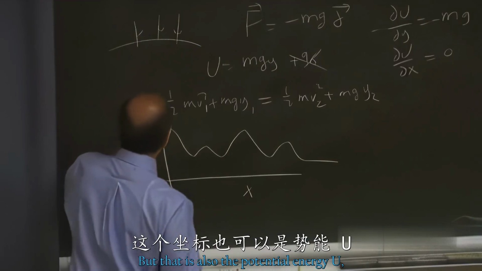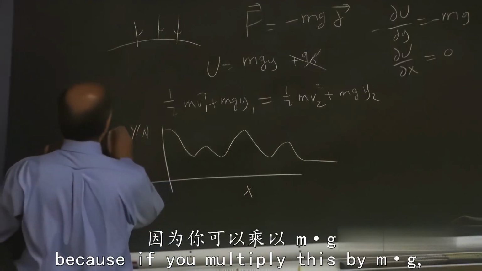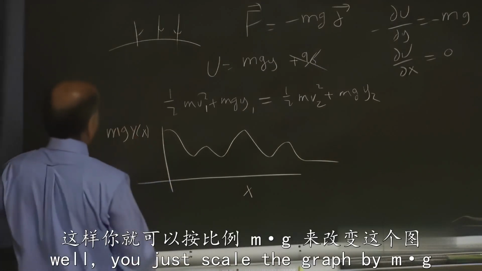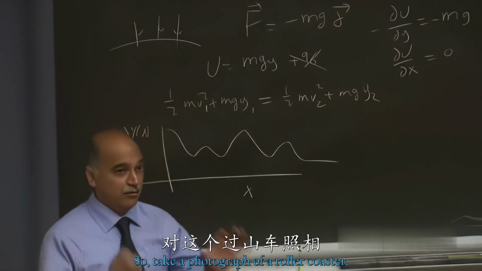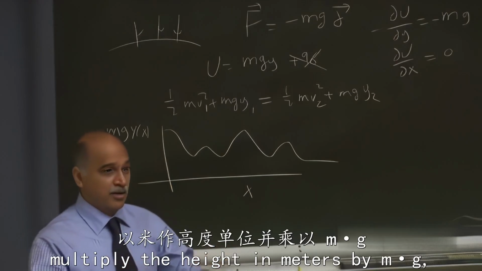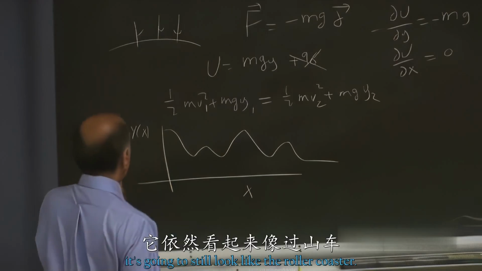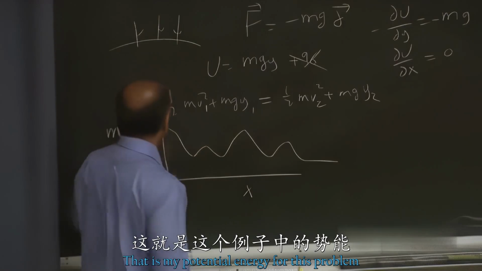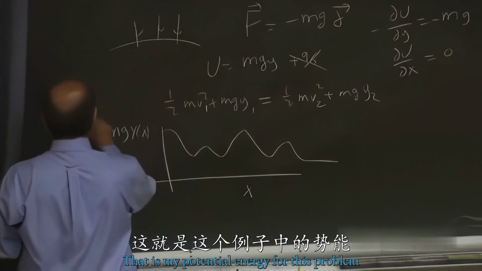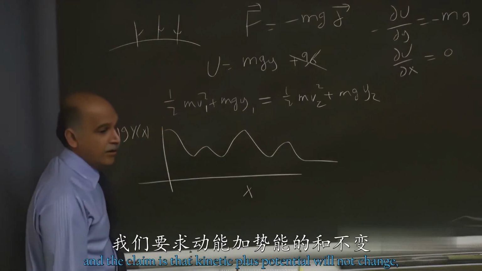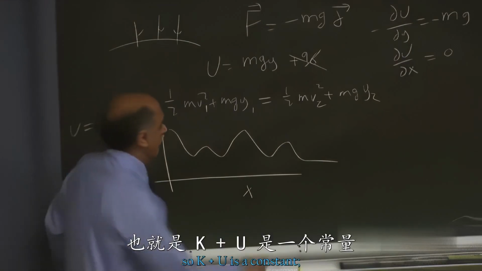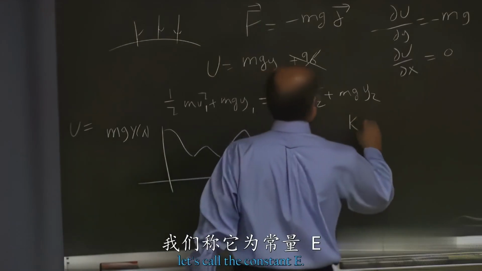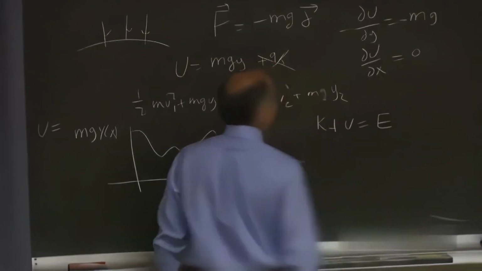But that is also the potential energy u, because if you multiply this by mg, well, you just scale the graph by mg, it looks the same. So take a photograph of a roller coaster, multiply the height in meters by mg, it's going to still look like the roller coaster. That is my potential energy for this problem. And the claim is that kinetic plus potential will not change. So k plus u is a constant. Let's call the constant E.